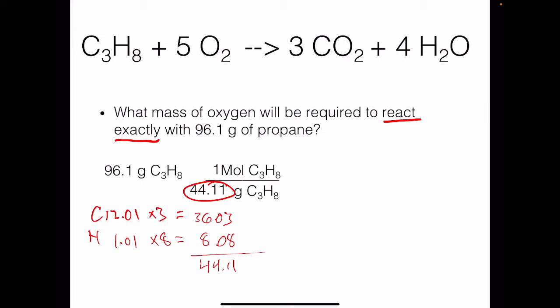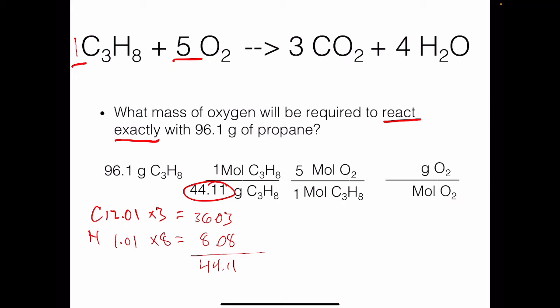Now, since we're in moles of propane, we can convert from moles of propane to moles of oxygen. And we can do this because they are in the same balanced equation. So we know the conversion factor, we know the ratio, and that's 1 mole of propane to 5 moles of O2. And that becomes our conversion factor. Now that we're in 5 moles of O2, we can convert from moles of O2 to grams of O2. Remember, we were asked to calculate the mass of oxygen.